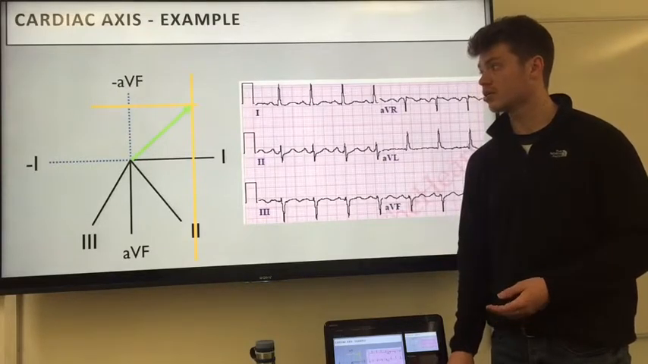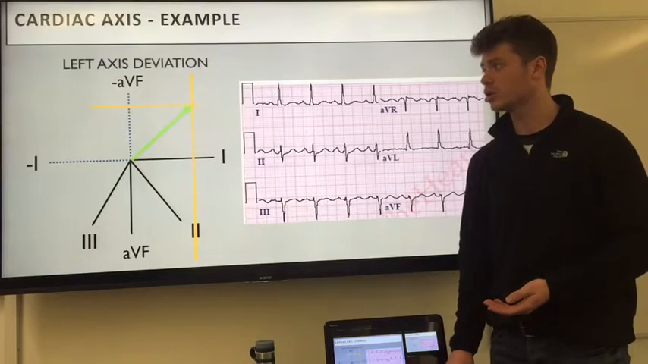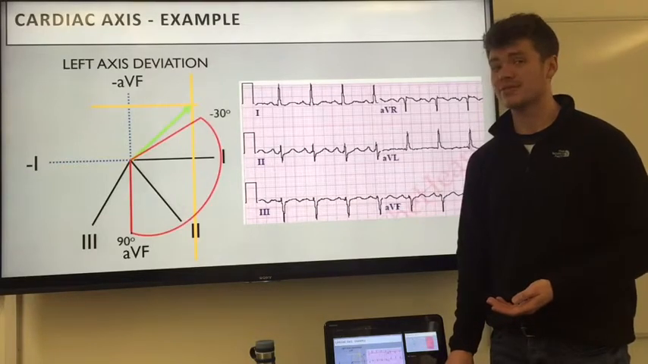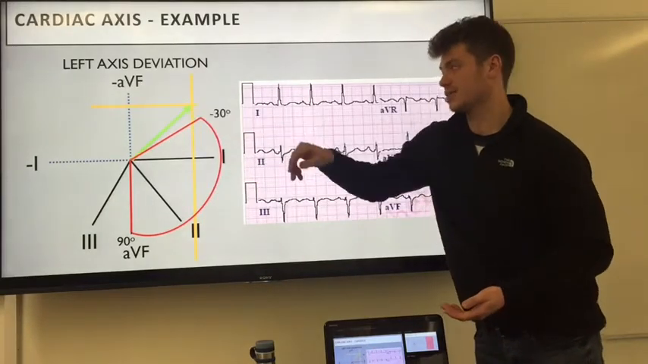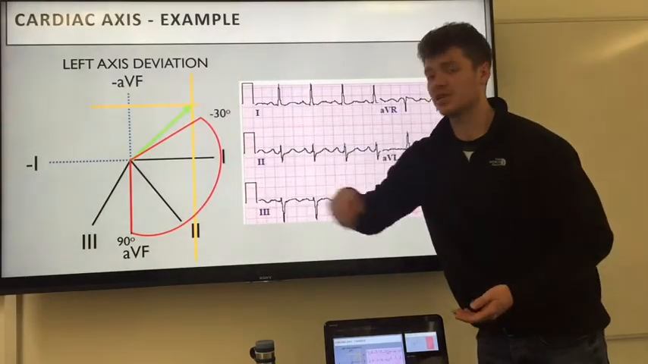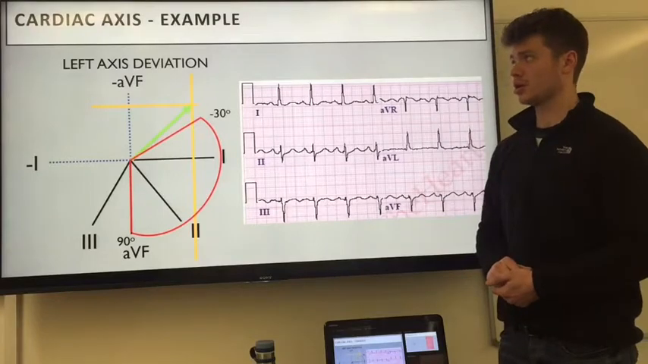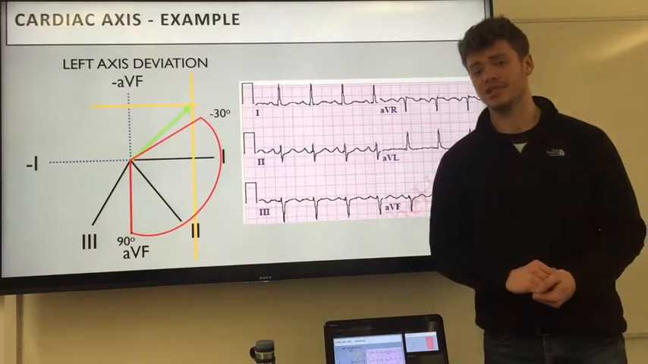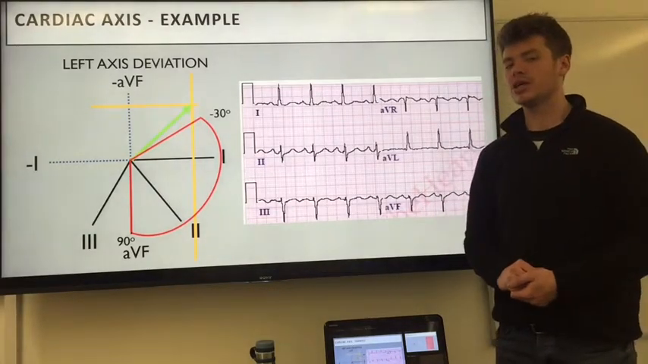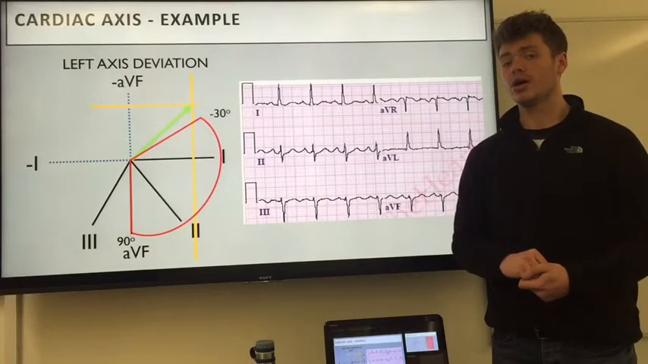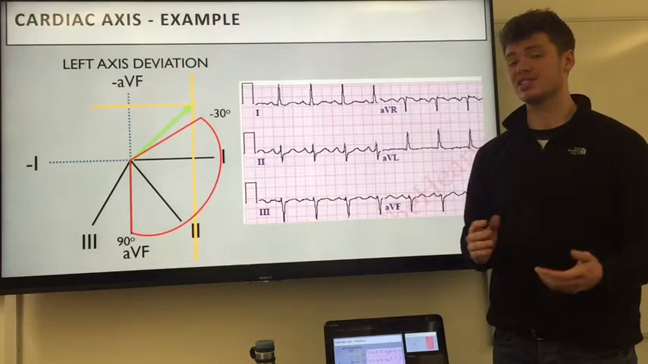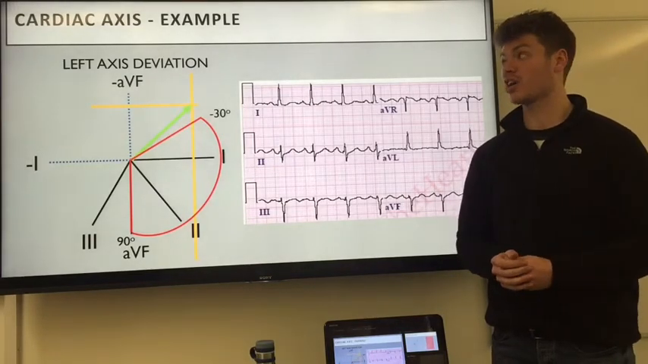So let's see whether that's in the normal range. No, it's left axis deviation because it's deviated from the normal range to the left-hand side and it's outside this normal boundary. So this patient has left axis deviation. There's now going to be a PowerPoint underneath with some more questions for you to see whether you can test this knowledge of cardiac axis.